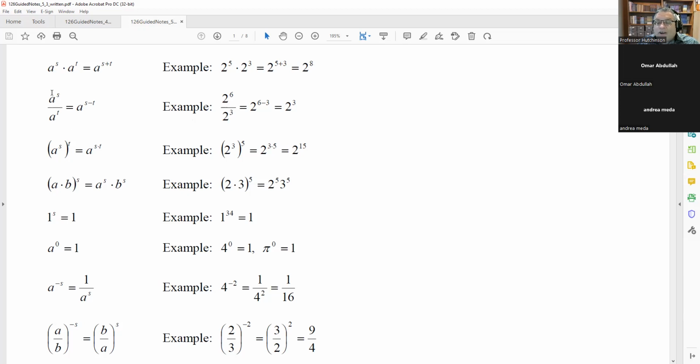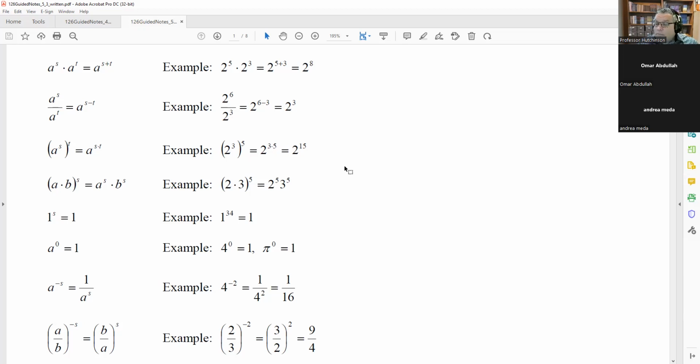Next, if you're dividing two things that have the same base, you want to subtract the exponents. So we have the top one minus the bottom one. As in this example, 2 to the 6th over 2 to the 3rd. Subtract the exponents, you get 2 to the 3rd, or you can turn it into 8. 2 to the 3rd is 2 times 2 times 2. A power raised to another power, you're going to multiply the exponents. That's the third rule. 2 to the 3rd, and then all that's raised to the 5th power. You just multiply the exponents, and you get 2 to the 15th power.